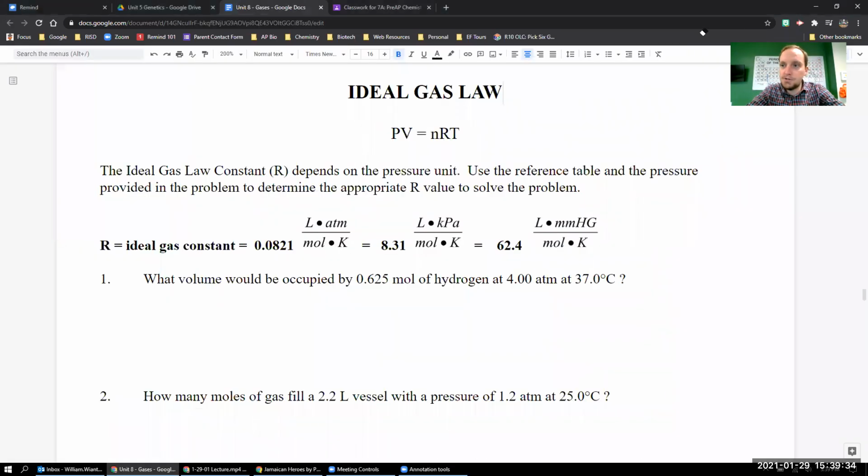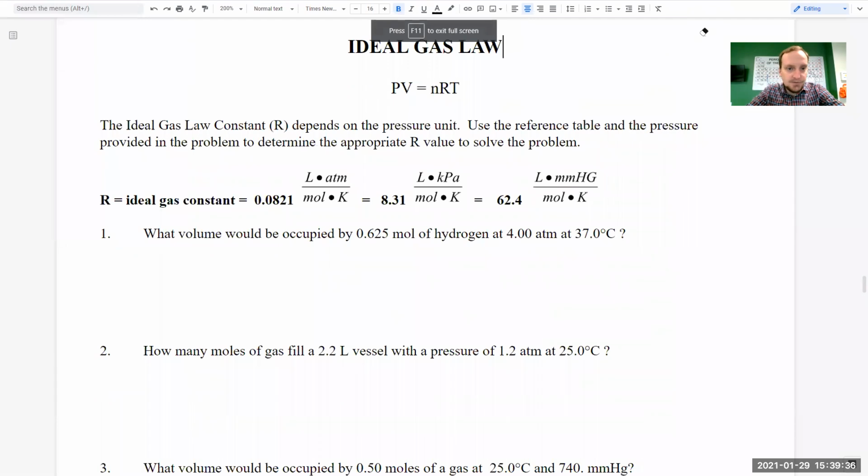So for this, we're going to start with number one, obviously. Number one: what volume would be occupied by 0.625 moles of hydrogen at 4 atmospheres? Obviously, we don't have a volume, so that's going to be our X, our unknown, our variable. The 0.625 moles is going to be our n, the 4 atmospheres is our P, and here's our T. So we just need to put that in the right place.